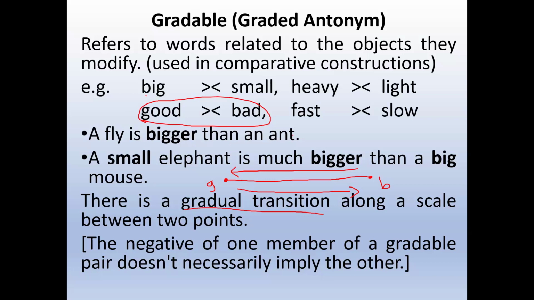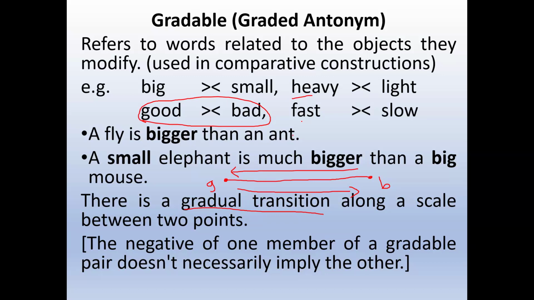Something which is big can become small, but you can't apply it to everything. It's not applicable to everything under the sun, but it can happen. Something which is heavy can become light, and vice versa. And something which is fast can become slow. There is always a possibility of changing from one point to the other point. That is the major characteristic of gradable antonyms.